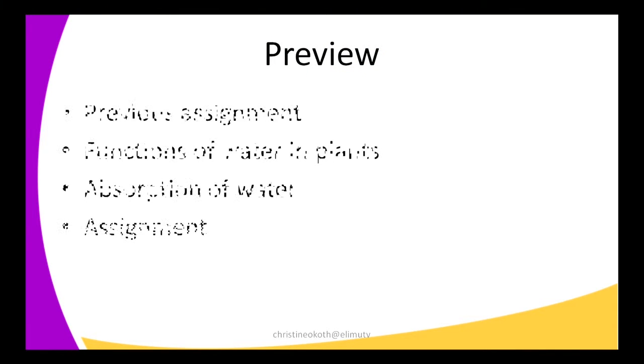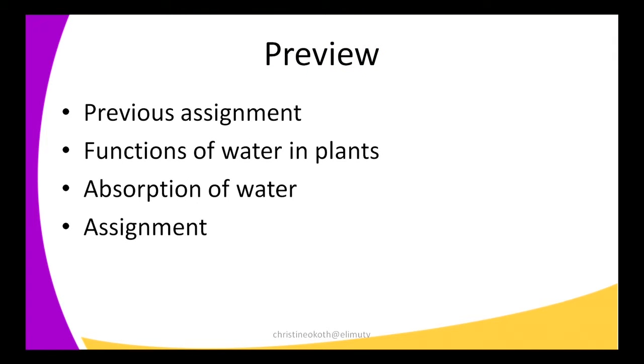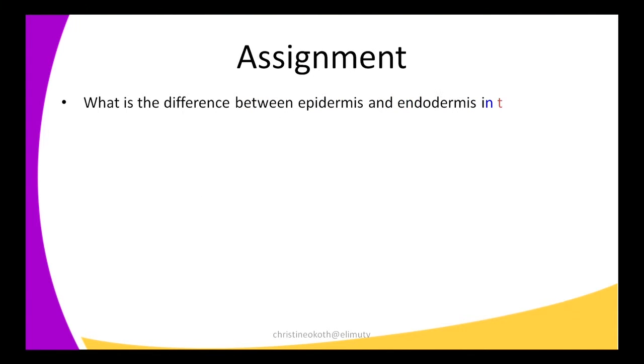We're going to have a preview of what we're going to learn in this lesson today. First, we're going to look at the previous assignment. Then we're going to look at the functions of water in plants. Then we're going to look at the process of absorption of water from the roots to the plants. Finally, I'm going to give you an assignment. Let us first start by reviewing the previous assignment.